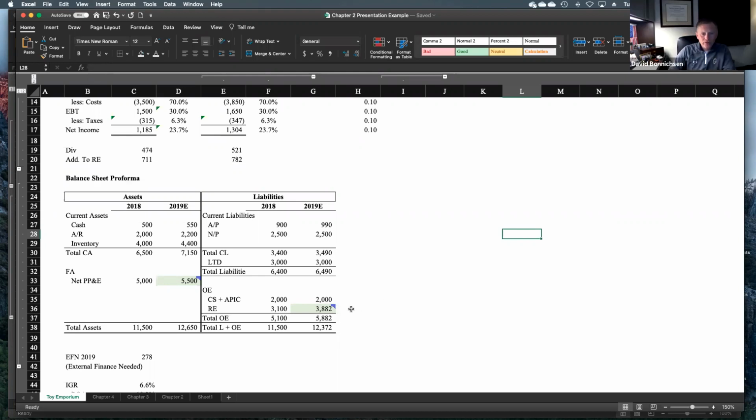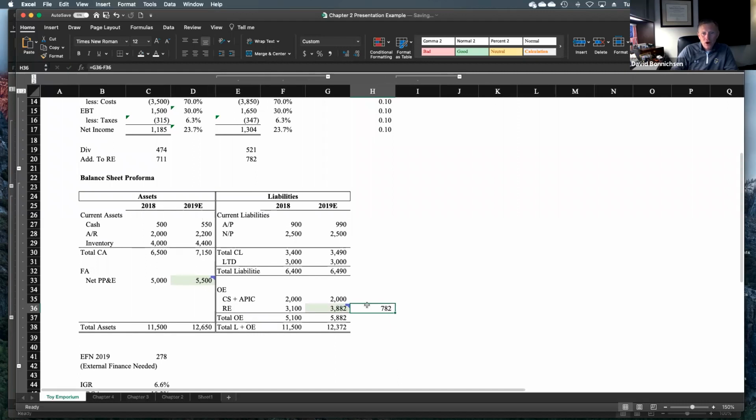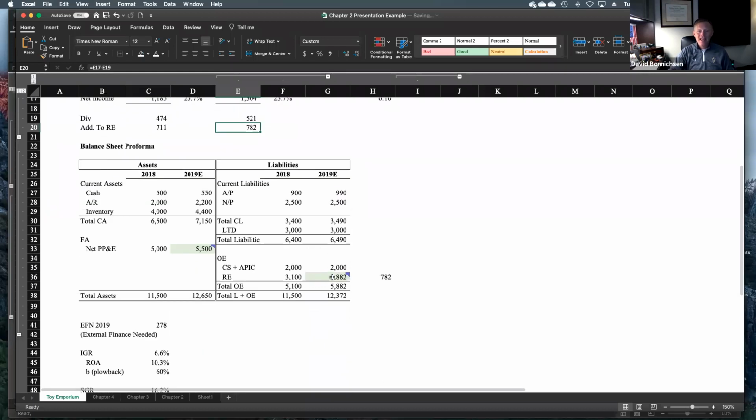Okay. The total difference between the 2019 estimate and the 2018 actuals is 782. And that number ought to look real familiar because, as Nick just said, that is the forecast for addition to retained earnings based upon our income statement and our 40% payout ratio. So the 60% retention ratio, 1 minus the payout, gave us $782 that should flow to retained earnings in our 2019 estimate, and that's exactly what has happened. Okay, so we took care of that piece of the puzzle.